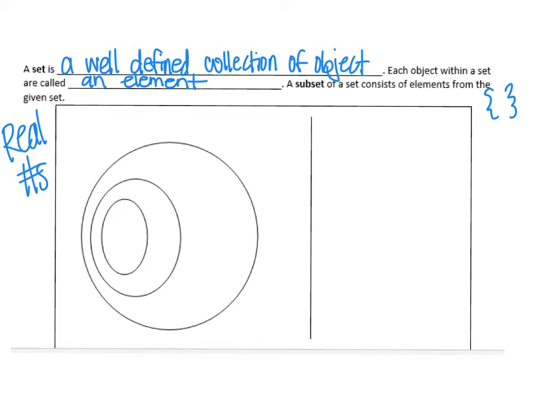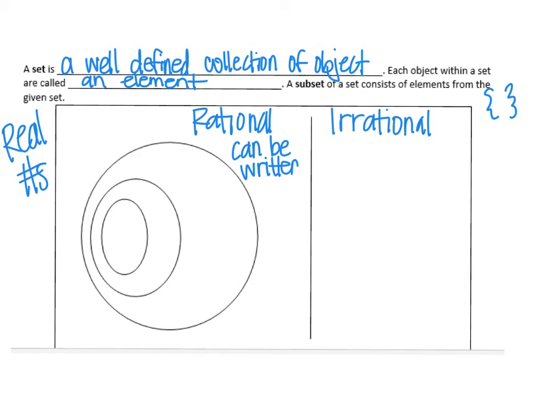Then, the set of real numbers can be separated into two sets called the rational and the irrational numbers. Rational and irrational are easy to distinguish because rational numbers can be written as a fraction, while irrational numbers can't be written as a fraction.